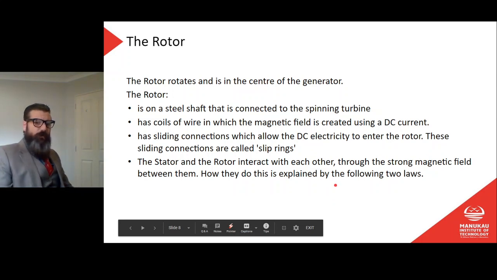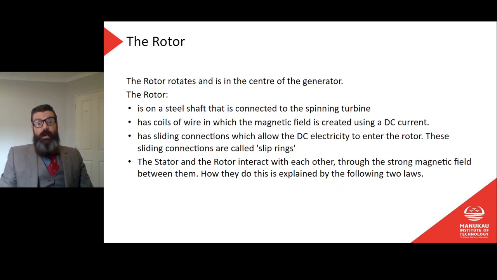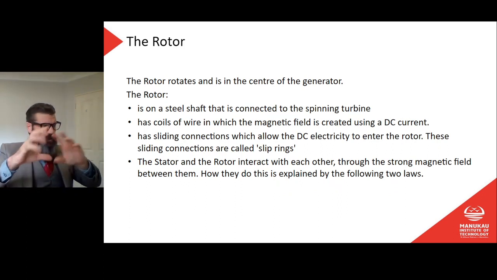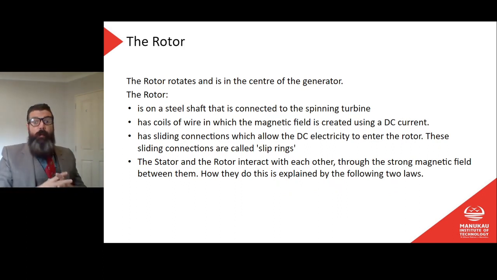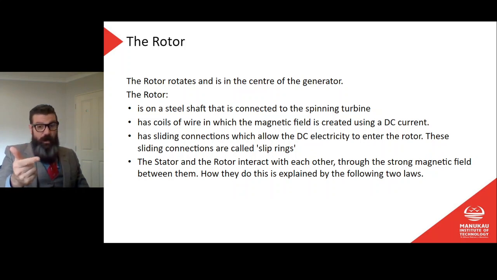Okay, so the rotor rotates and is in the center of the generator. The rotor is on a steel shaft that's connected to the spinning turbine. So the turbine spins. That's the prime mover, right? That's wherever we're getting our mechanical force to turn the generator. So that'll be our water turbine for a hydro dam, or it would be the engine in a diesel generator or whatever.